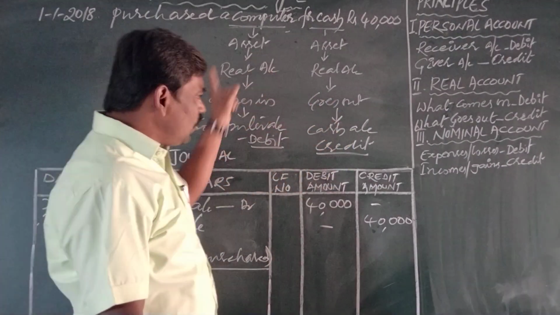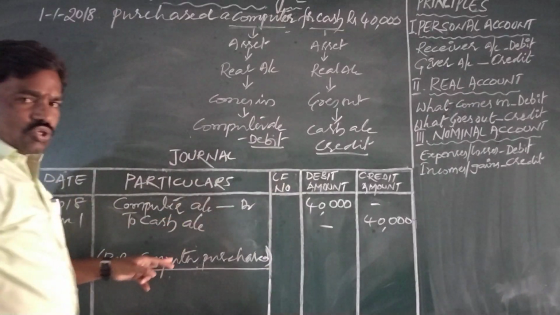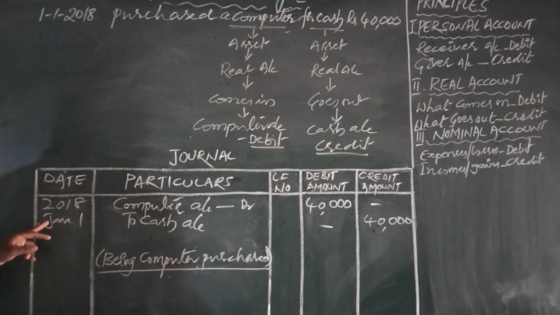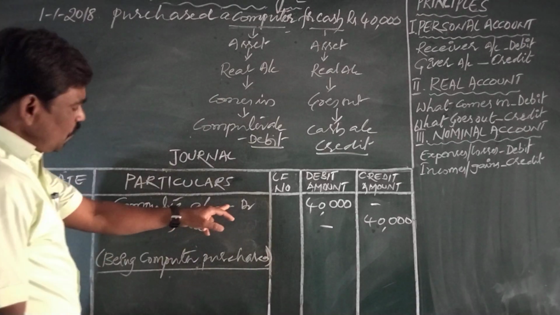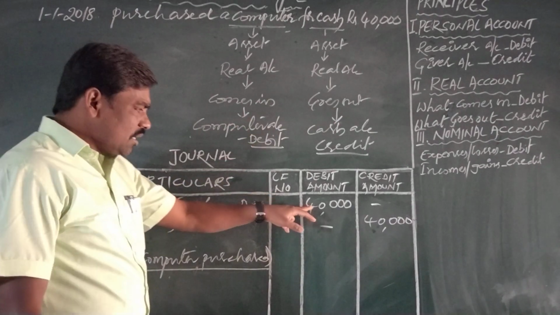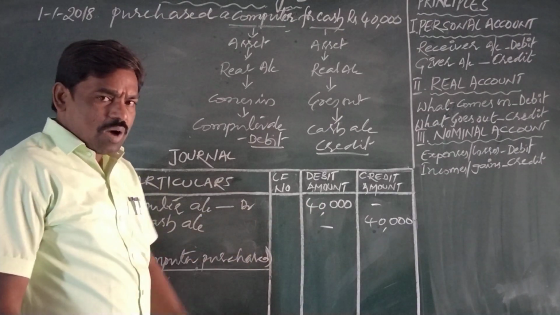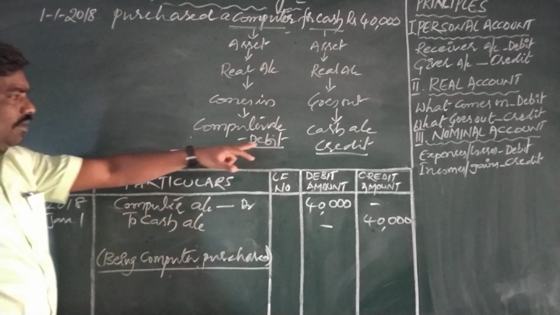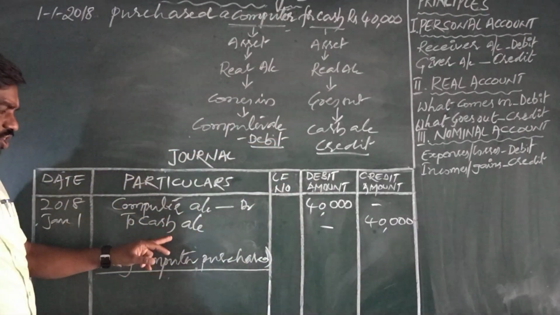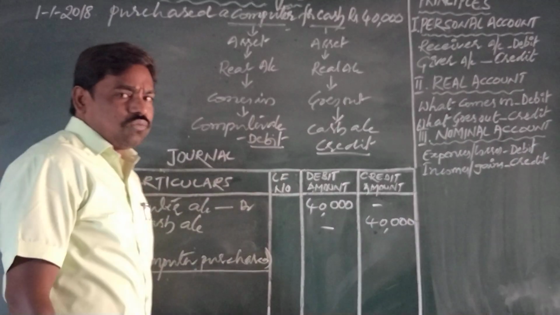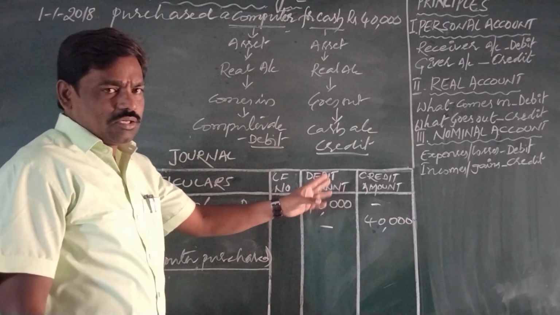After completing all this process in your mind, write the journal entry, after preparation of the journal pro forma. In the date column, write the year, then month, then date. First write the debit account, that is the computer account. In the debit column write the transaction amount, 40,000. Come to the next one, the second account, the credit account, that is the cash account. In the credit column write 40,000 rupees.